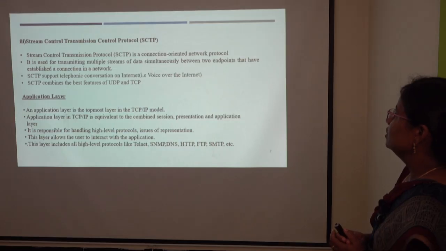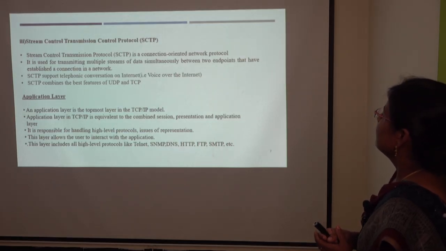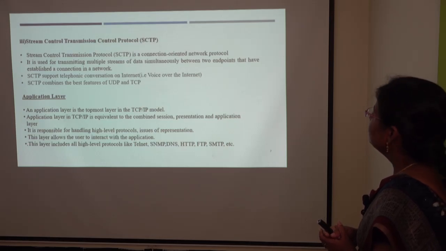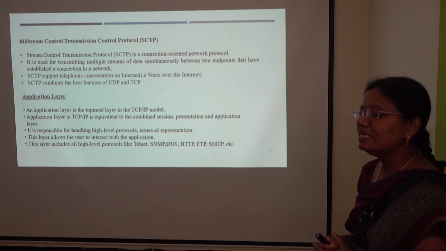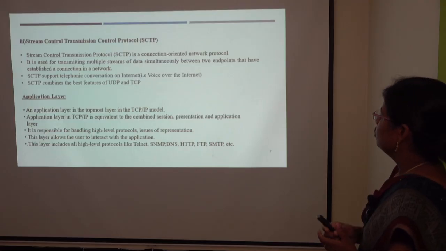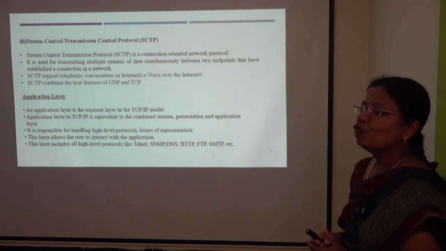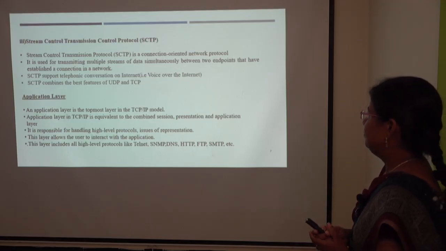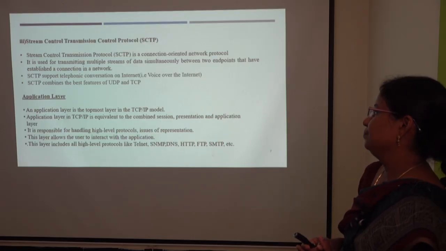The next protocol is Stream Control Transmission Protocol, that is SCTP. It is a connection-oriented protocol which is used for transmitting multiple streams of data simultaneously from the sender to the receiver, which is used for supporting telephonic conversation on the internet, that is voice over the internet. That is the purpose of SCTP, which combines the best features of UDP and TCP.